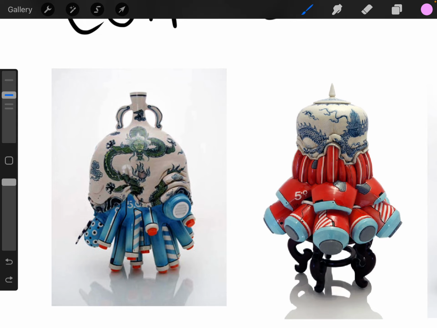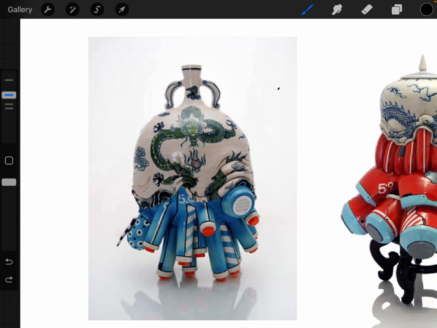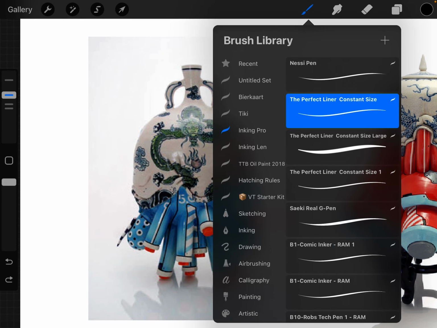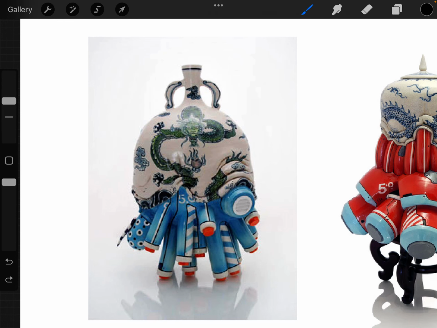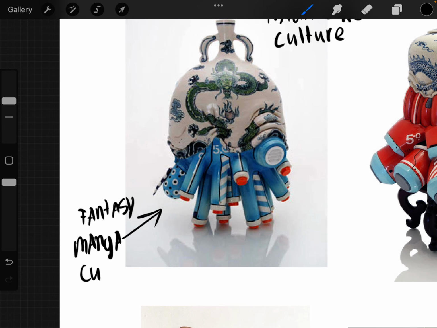So in this example, there is a very interesting contrast, because this one is combining traditional culture, and on the other side here we have fantasy manga culture.